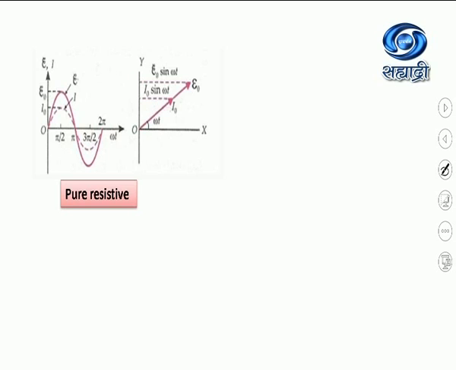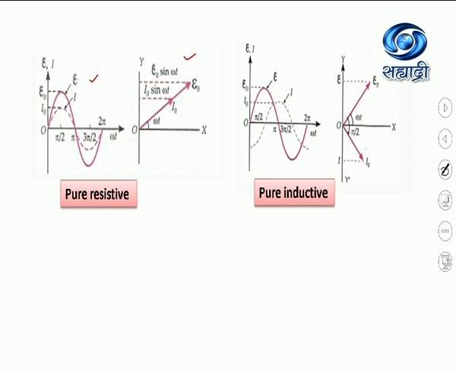Now let us revise. For pure resistive circuit, EMF and current are in the same phase, which we have already discussed, graphical variation as well as phasor diagram. So for pure resistor, current and EMF are in the same phase. For pure inductor, EMF leads the current in phase by pi by 2 radians. That is also shown with the help of phasor diagram, where angle between the two is pi by 2 radians and EMF is leading the current. That's why this phase difference pi by 2 is in anticlockwise direction.